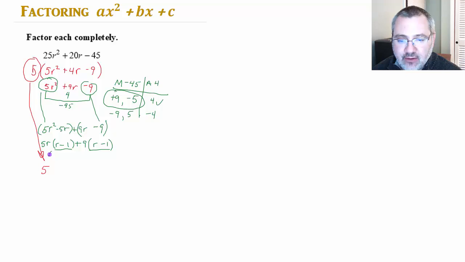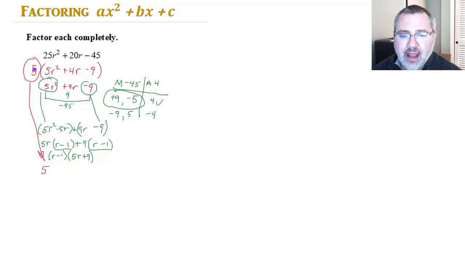So you factor out the r minus 1, treating it like a GCF. So both of these come on the outside, but you don't write it twice, you write it once. Next, you write what's left, and we have a 5r and a plus 9. So this 5r squared plus 4r minus 9 factors into r minus 1 times 5r plus 9.